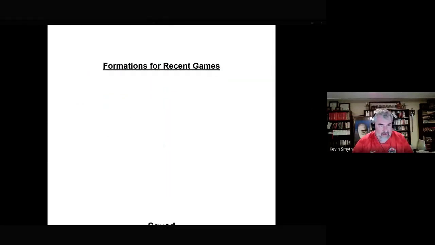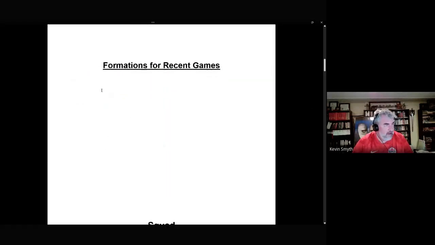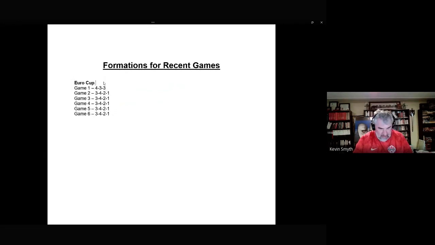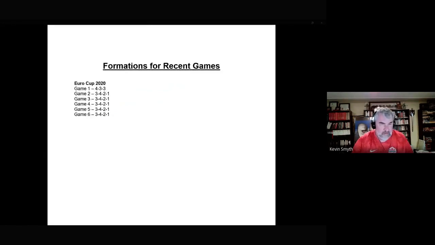And we start with the Euro Cup in 2020, which was in the summer of 2021, confusingly. They started with a 4-3-3 formation. However, for all 5 games after that, they went with a 3-4-2-1 formation. And we're going to see that's kind of their preferred formation.